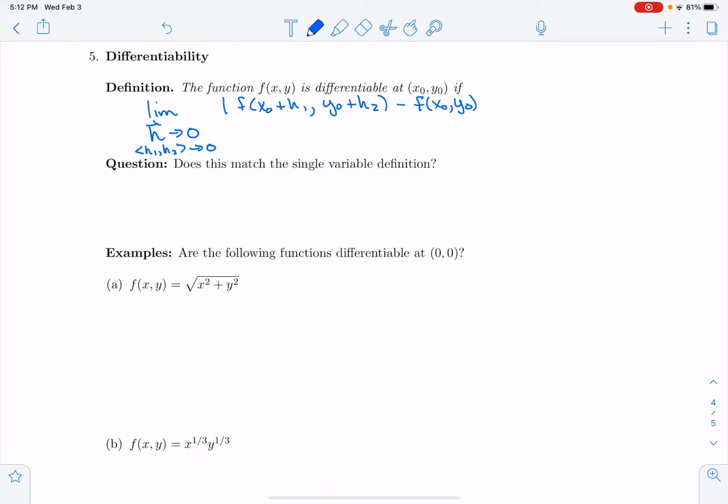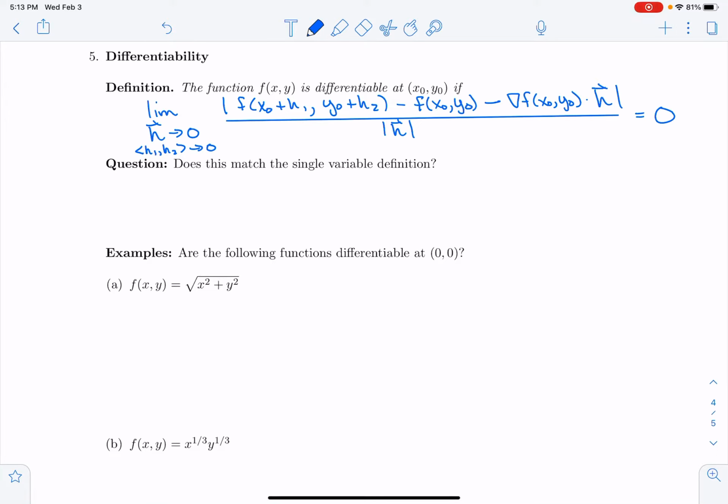That kind of looks the same, but we're going to have a difference here. We're going to subtract the gradient of f at x0, y0 dotted with the vector h. And then we're going to look at that limit all over the magnitude of h. And if that limit is 0, we say that the function is differentiable.